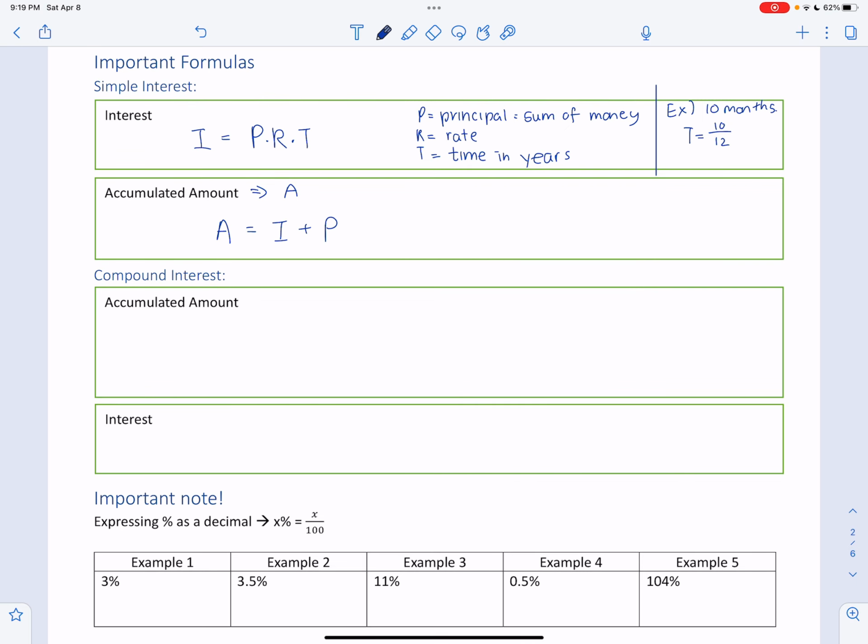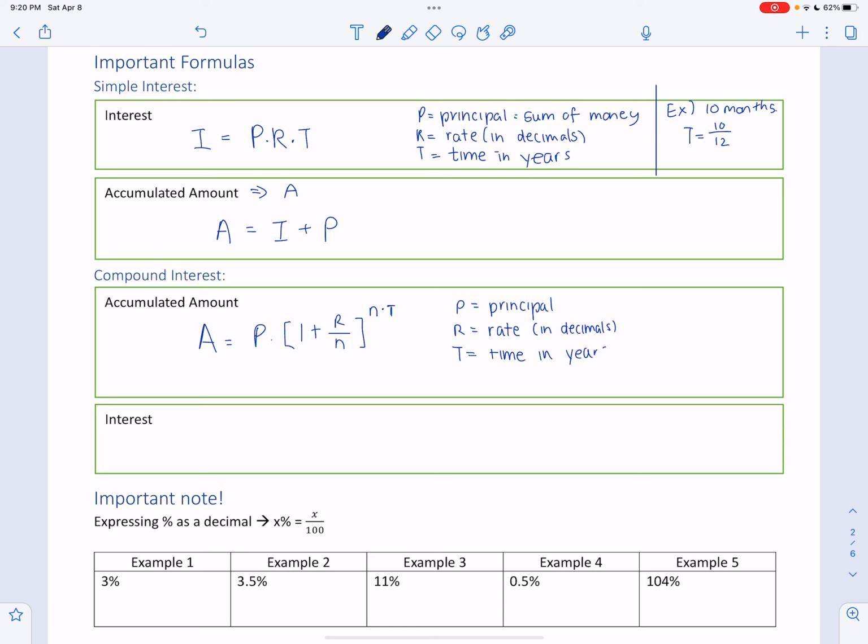So for compound interest, the accumulated amount A is the principal multiplied by 1 plus the interest rate divided by the compounding period, to the power of the compound period times time, T in years. Again, P is principal. R is the rate in decimals, right? This is also in decimals. T is time in years. N is compound periods. This is like the quarterly, the weekly, the monthly, the semi-annually that we talked about.